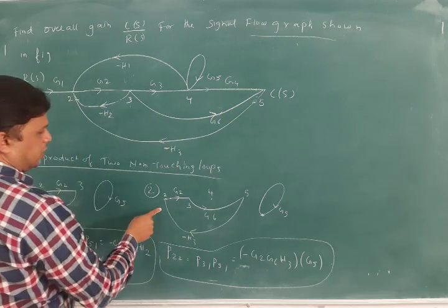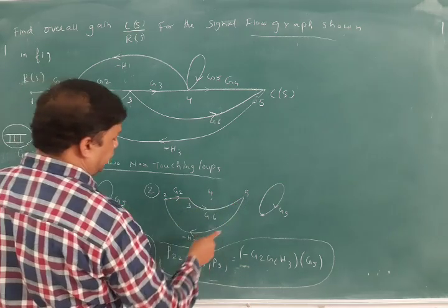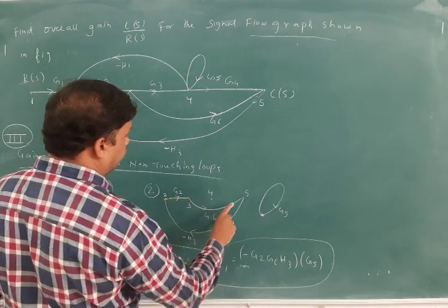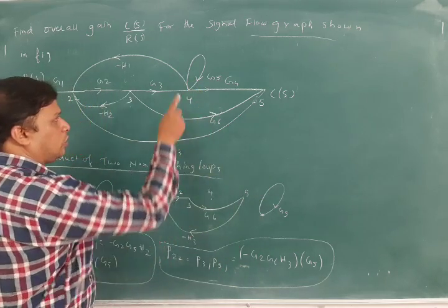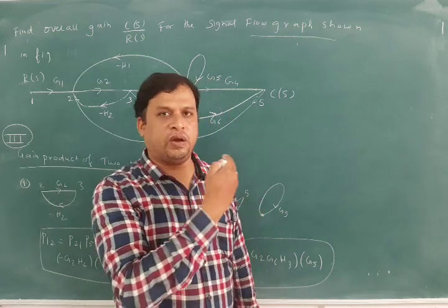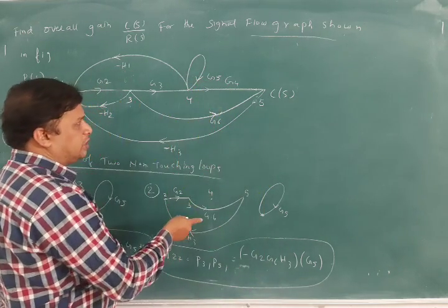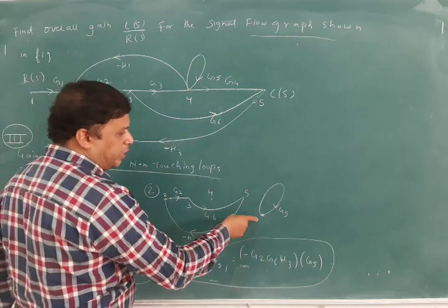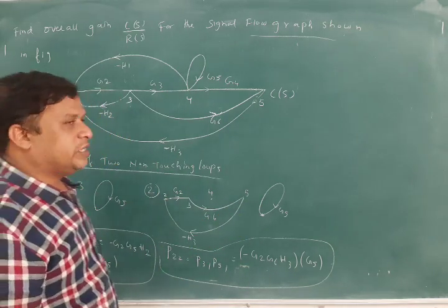I have drawn this for simplicity. You can see that nodes 2, 3 and 5 are there, and here you have a loop which is non-touching to G5. So these two loops are non-touching. When we find non-touching loops, it means there is no contact between this loop and that loop. So this is the second combination, and this is the first combination.